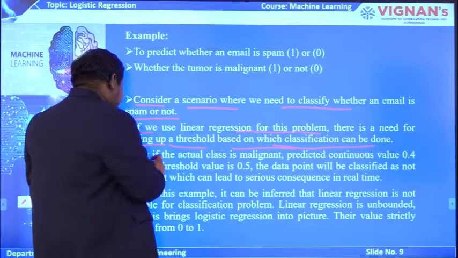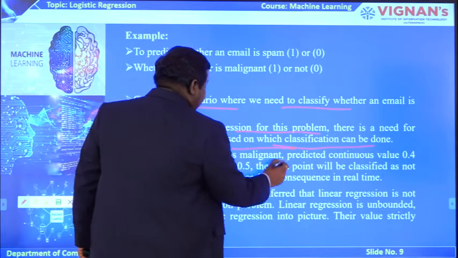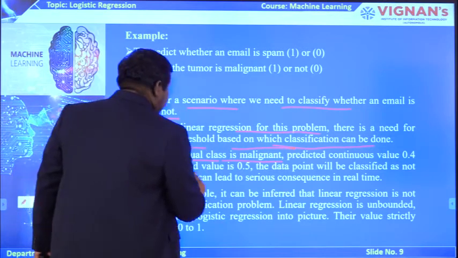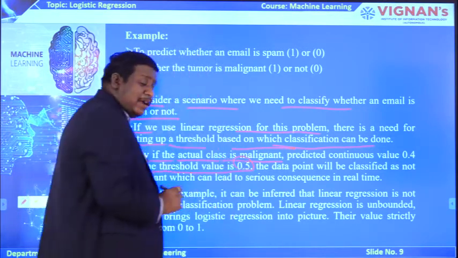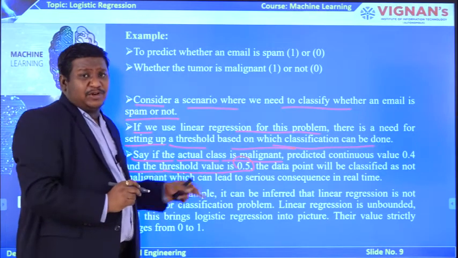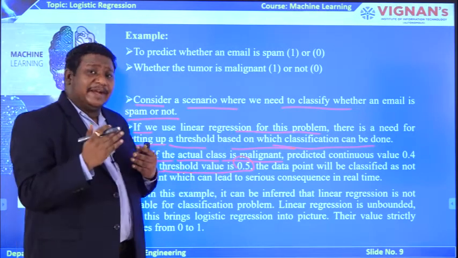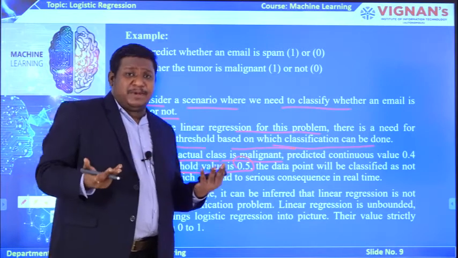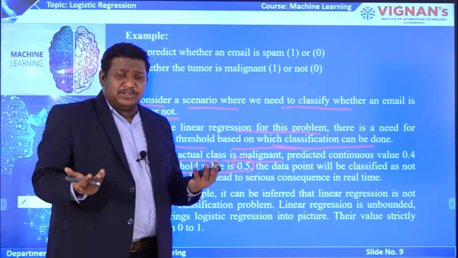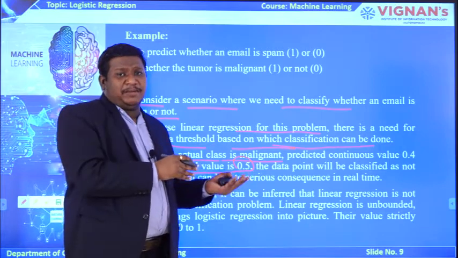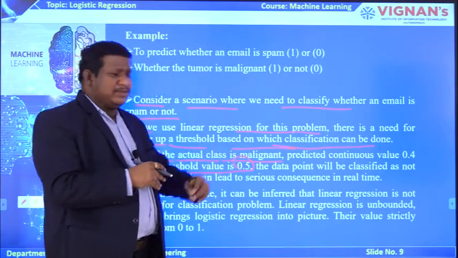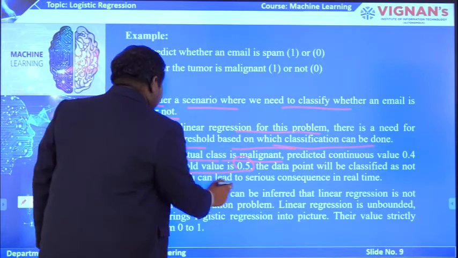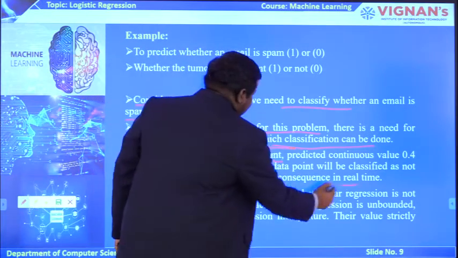Comparatively, see, if the actual class is malignant, the predicted continuous value is 0.4 and the threshold value is 0.5. See, the value we got is 0.4, but the threshold value is 0.5. That means we are getting less than our threshold value, so we may consider that this mail may be a spam mail. So, we will send that email to spam, thinking that it is spam. The data point will be classified as not malignant, which can lead to serious consequences in real time.